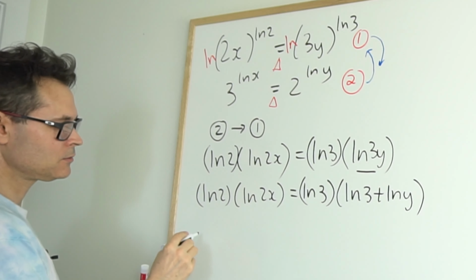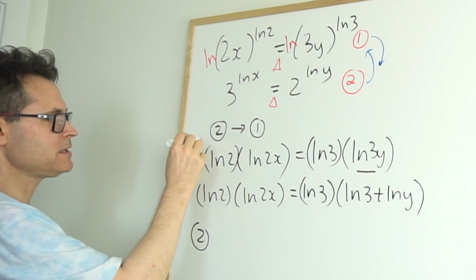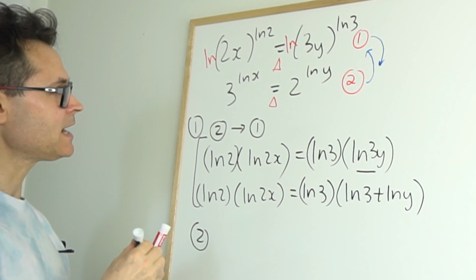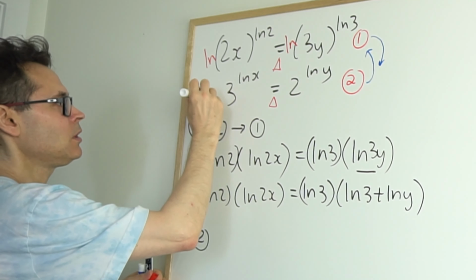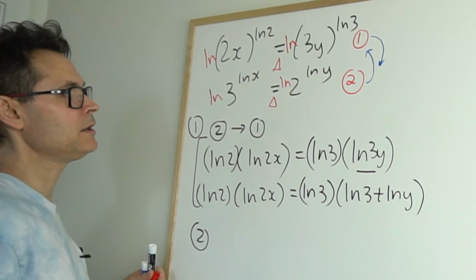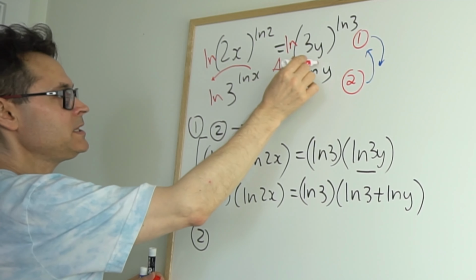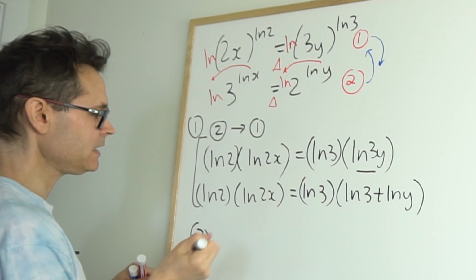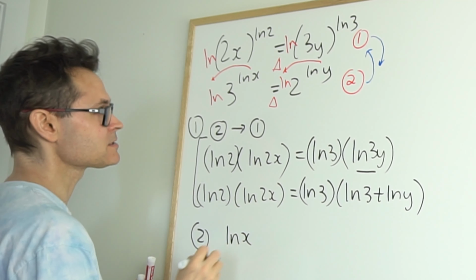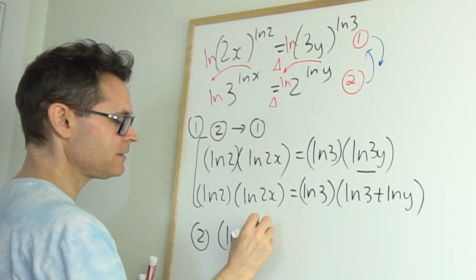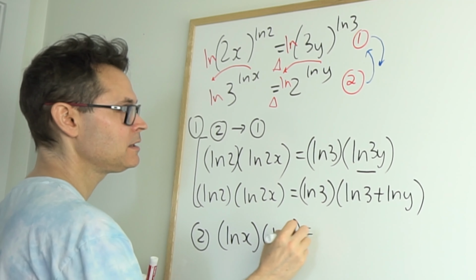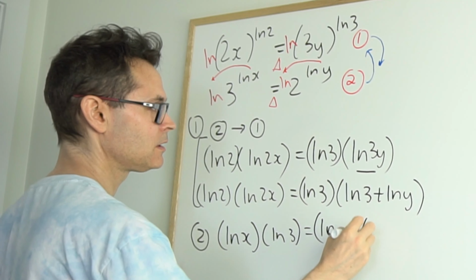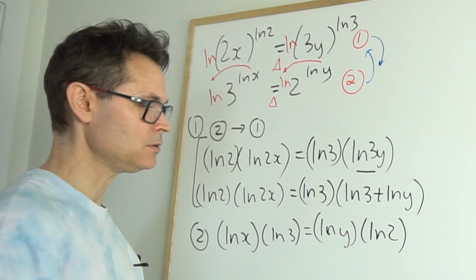So looking at the second equation, this here has to do with the first equation. Again, I took the natural log of both sides, so ln and ln, and that allowed me to drop these down, much like I did in the first method. So when I do that, I end up getting the ln of x multiplied by the ln of 3 equal to the ln of y times the ln of 2.